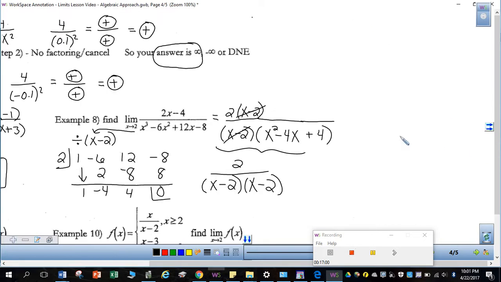So we need to move on to the third step to figure out, okay, is it positive infinity, negative infinity, or does not exist? So we'll do a sign chart again. Testing a value that's a little bit less than 2 will tell us the limit as x approaches 2 from the left-hand side.